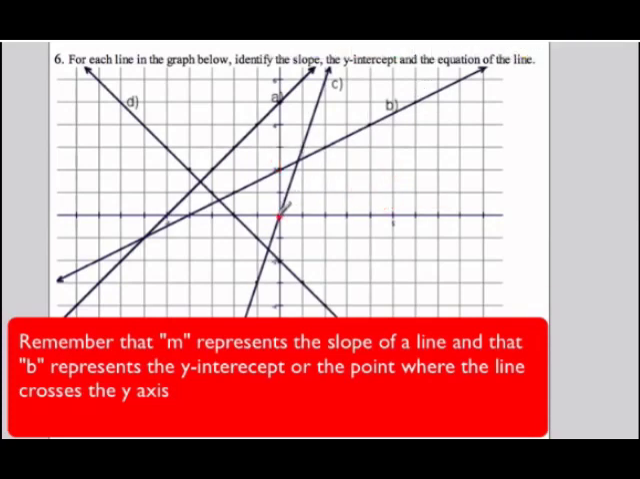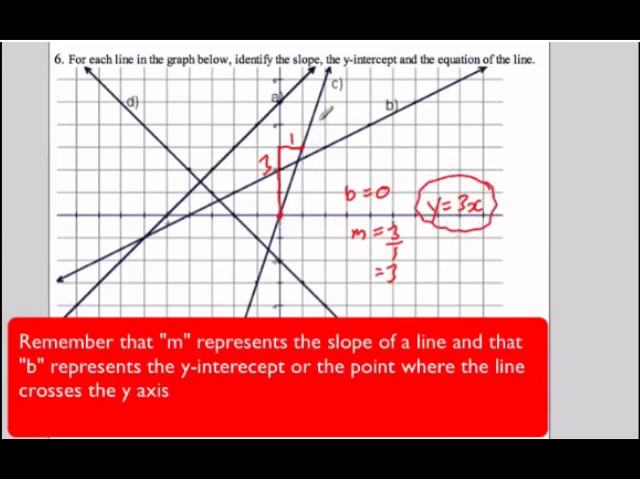For C, this line crosses right at the origin, and so our b then is equal to 0. And our rise between these 2 points, and we can pick any 2 points where the line crosses the grid, the rise is 3 and the run is 1, so m is equal to 3 over 1, which is the same thing as 3. So our equation of the line is y equals 3x, and we could write plus 0, but we don't need it because we're not adding or subtracting anything. So our equation is y equals 3x.